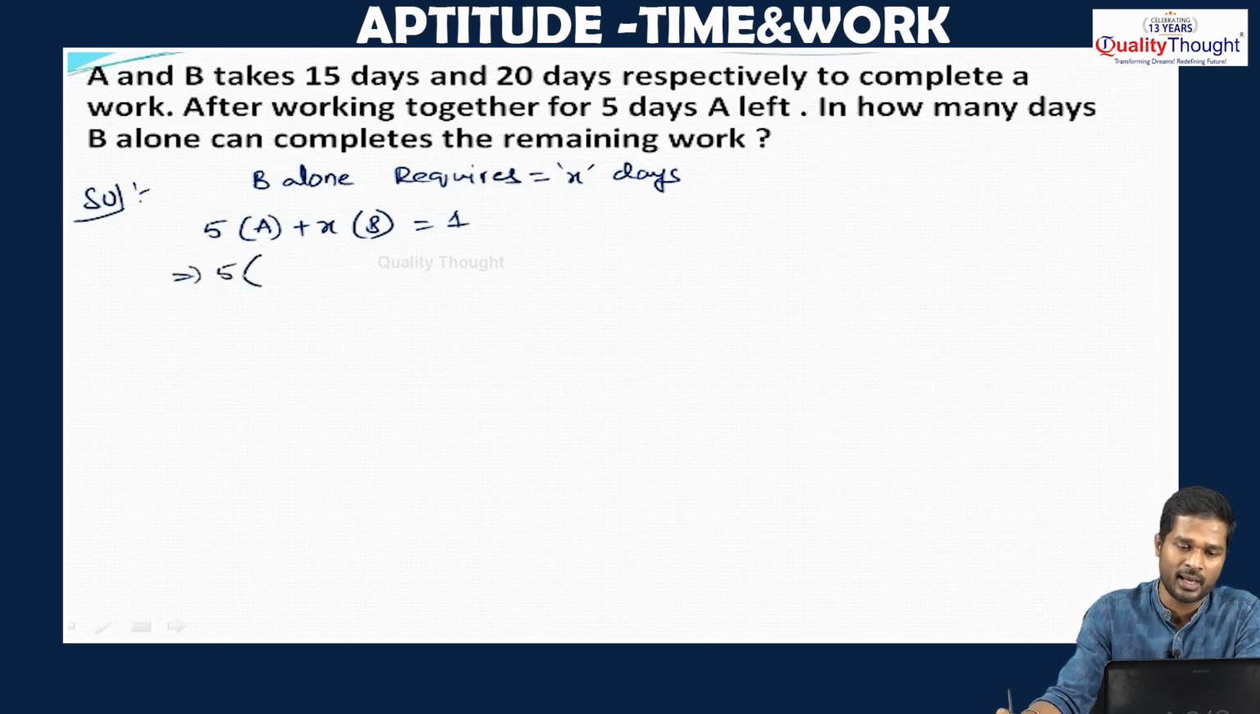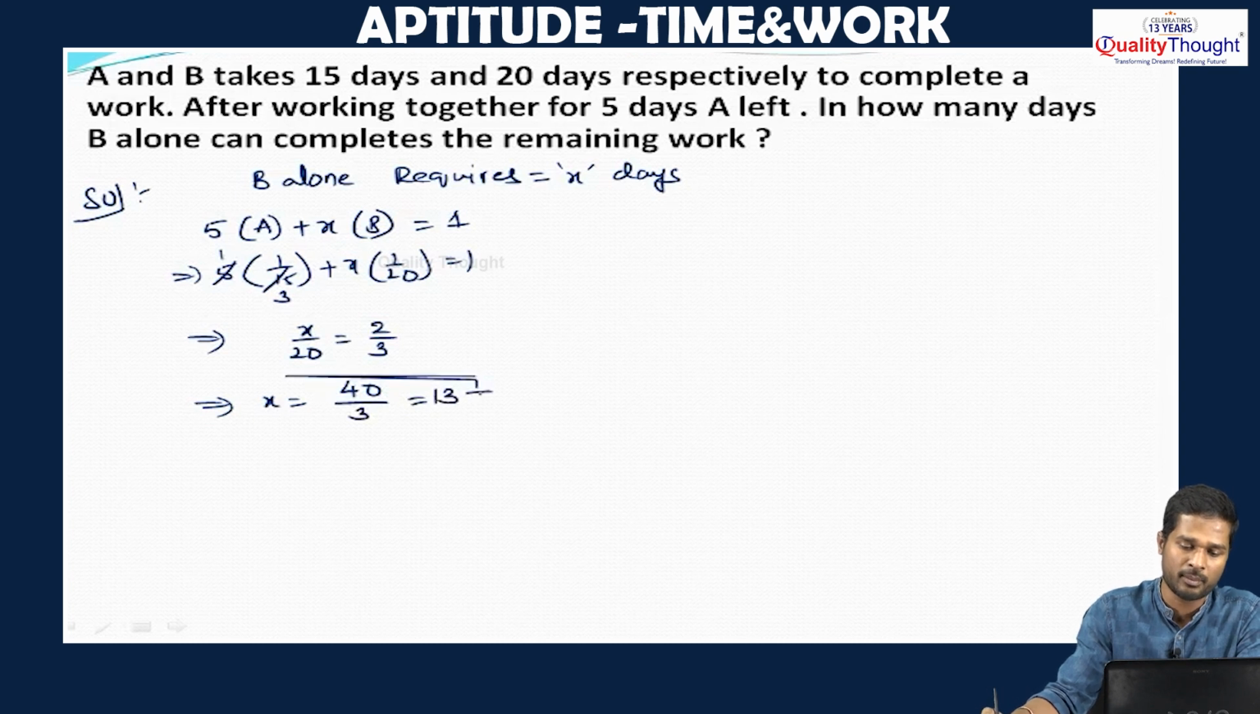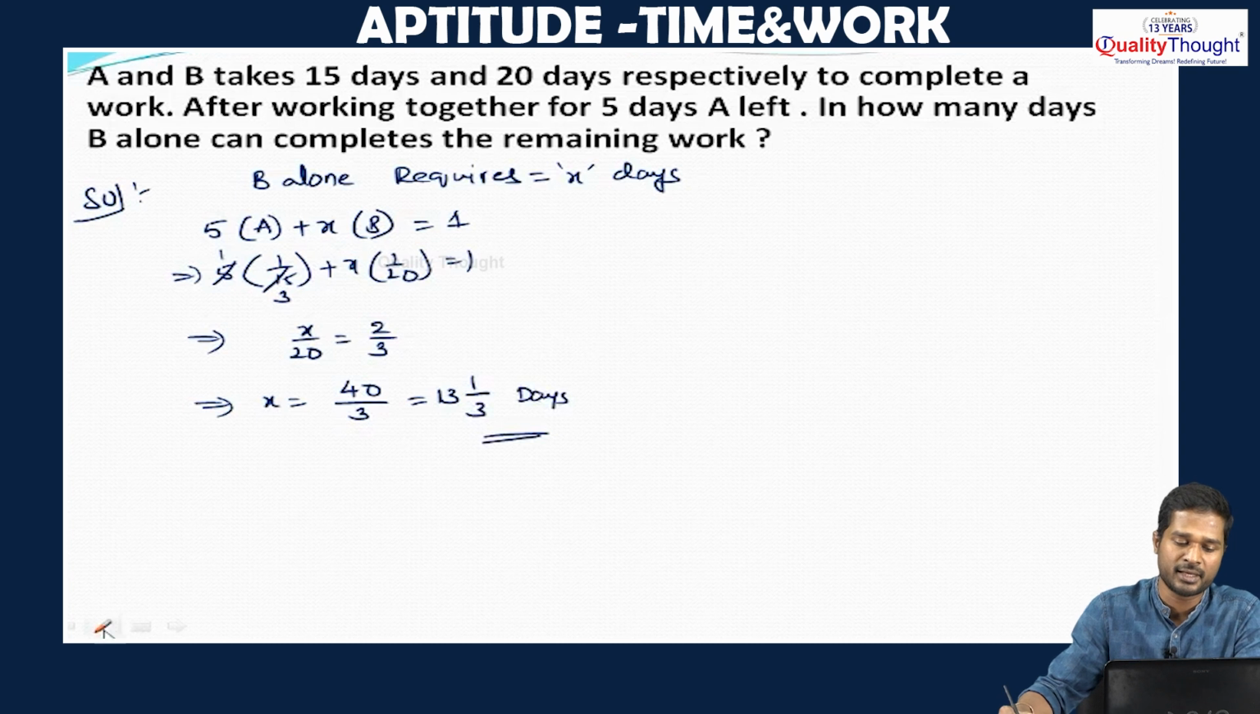So 5 into A's 1 day work, which is 1 by 15, plus x into B's 1 day work, which is 1 by 20, is equal to 1. This is 5 1s are 5, 3s are 15. So it is x by 20 is equal to 1 minus 1 by 3, which is 2 by 3. So x is equal to 20 into 2, 40 by 3, which is 13 1 by 3. So 40 by 3 is 13, 3 13s are 39, plus 1 by 3 days. That means B will complete the remaining work in 13 1 by 3 days.